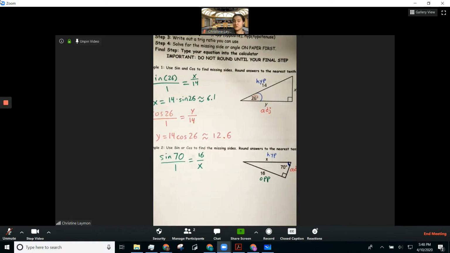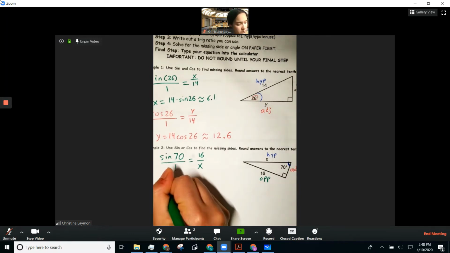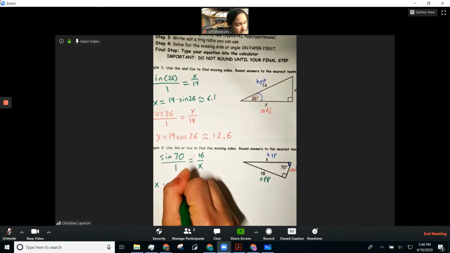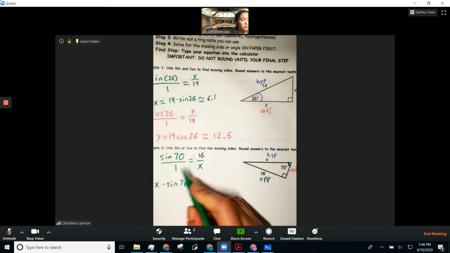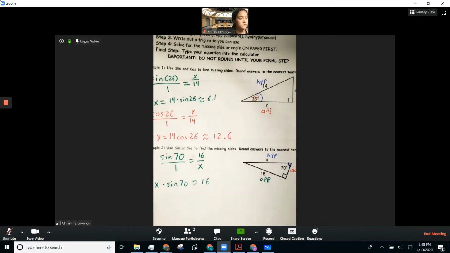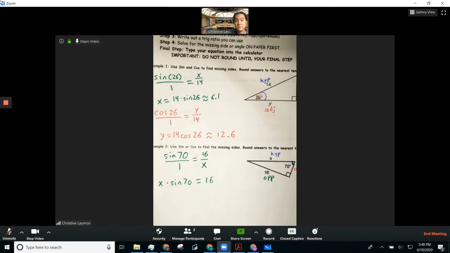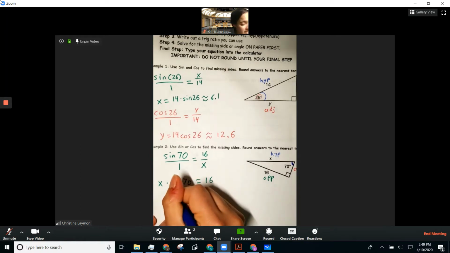And this is a ratio. I'm going to go ahead and cross multiply. So I'm going to do x times sine 70. So x times sine of 70 equals 1 times 16 to get me 16. Now, with any question, my goal is to get x by itself. So I'm going to go ahead here and divide both sides by sine of 70.